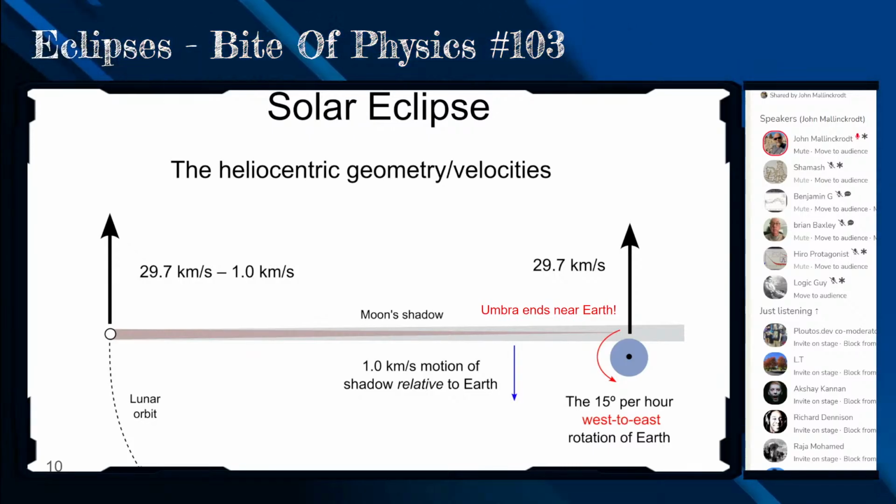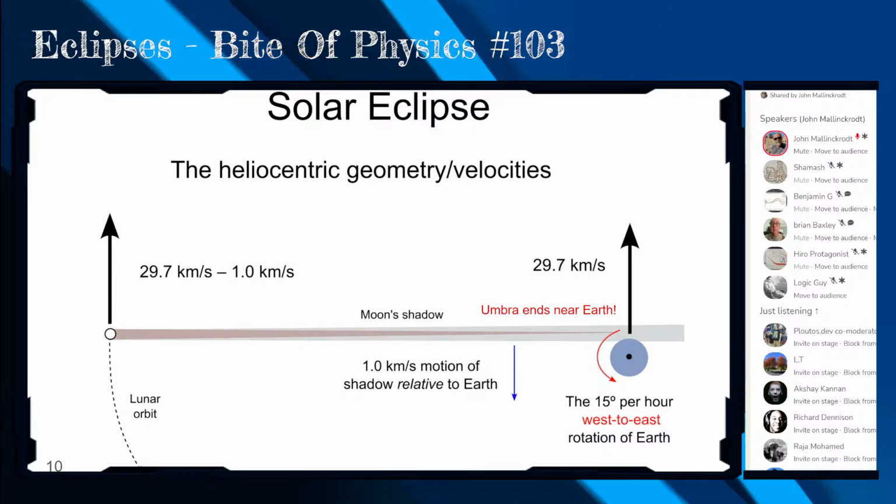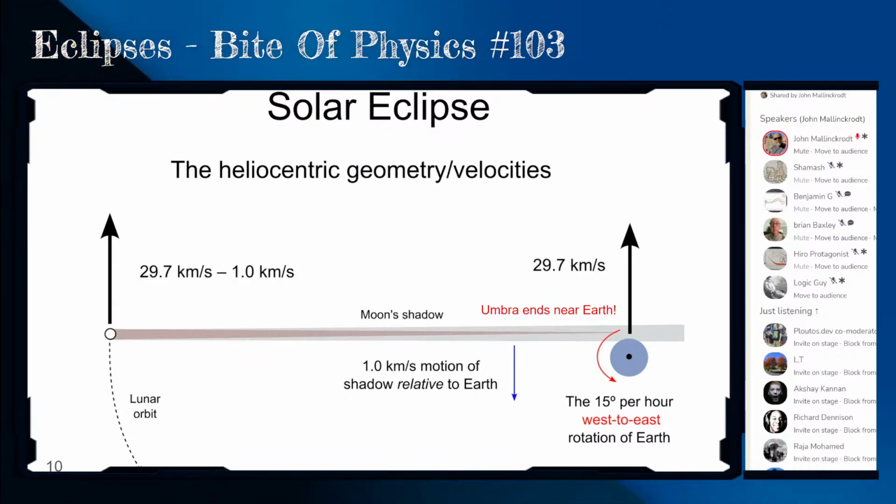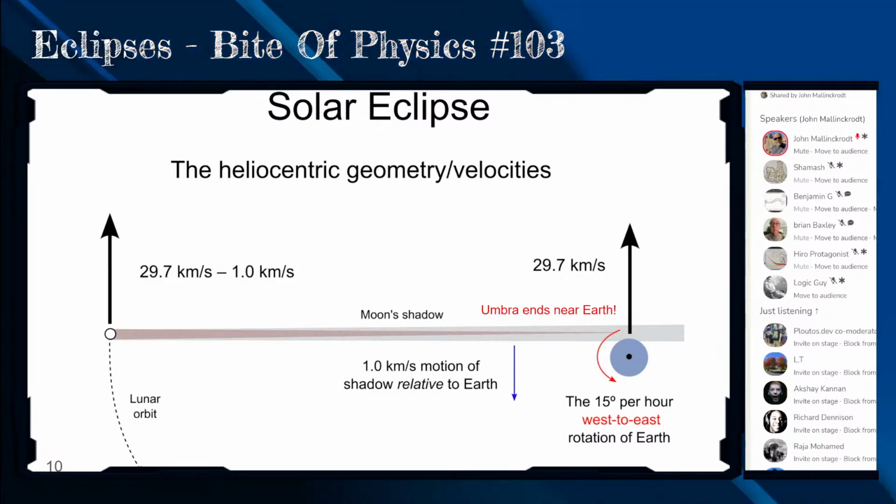The motion of the shadow across the Earth is as it's shown there. It's in the kind of downward direction in this diagram because the moon is moving slower than the Earth is, or if you want, is moving in the downward direction relative to the Earth. So there's the basic geometry. The shadow's moving at 1 km/s in the direction shown.